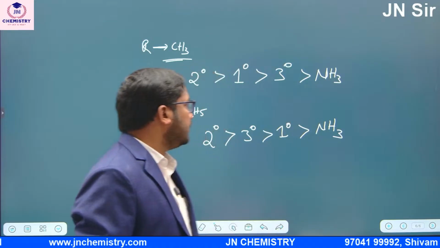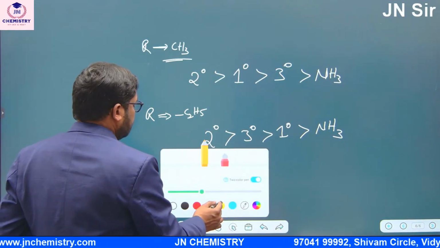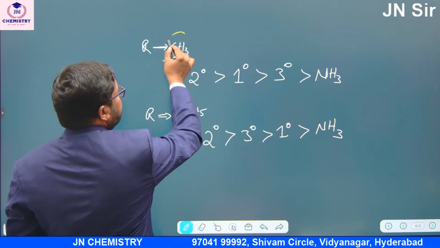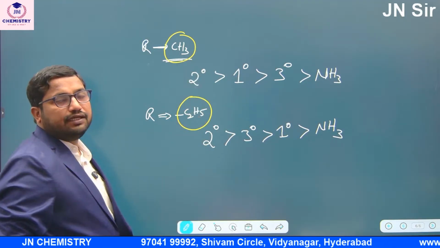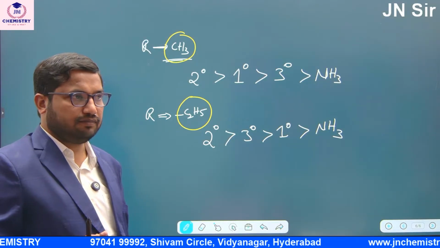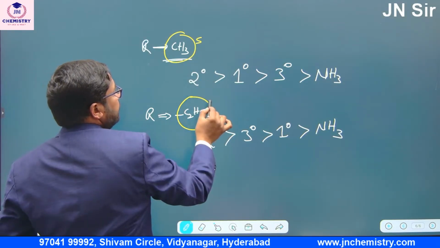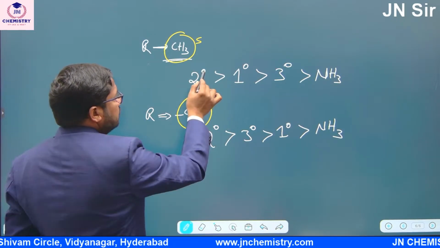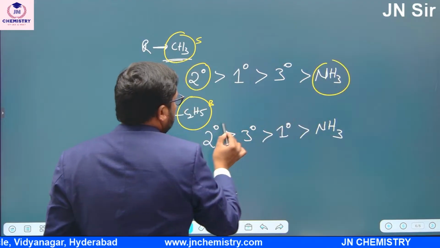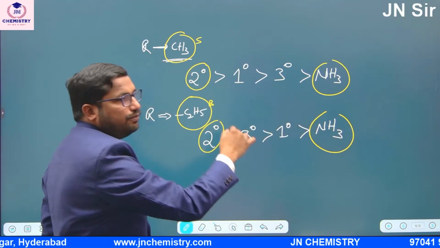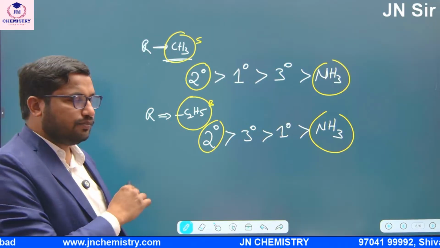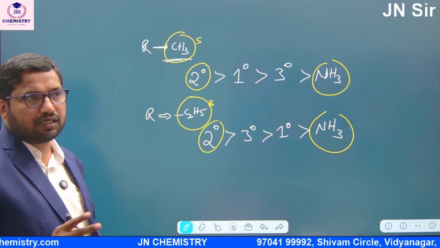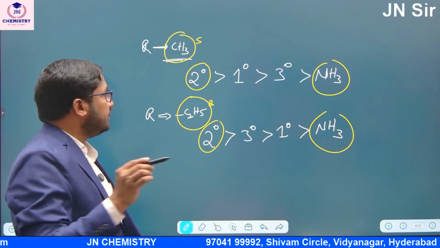Everyone can follow that trick. That is the JN trick. The problem is methyl and ethyl, right? Now, methyl and ethyl, which is smaller and which is bigger? This is small, this is bigger. Clear? And see the order: 2 degree and ammonia are the same in both the cases. Only the problem is 1 and 3, 3 and 1. Yes or no? This is a small shortcut which I am telling you.